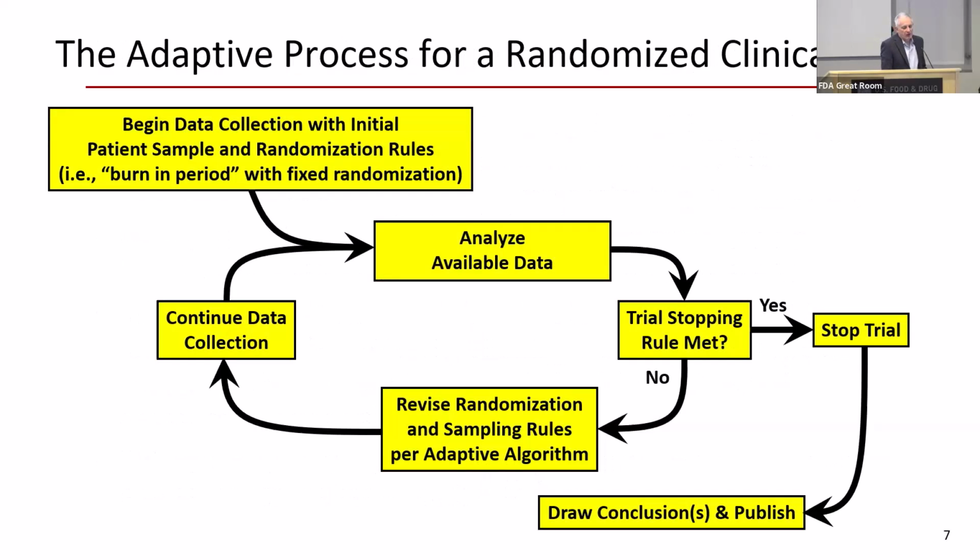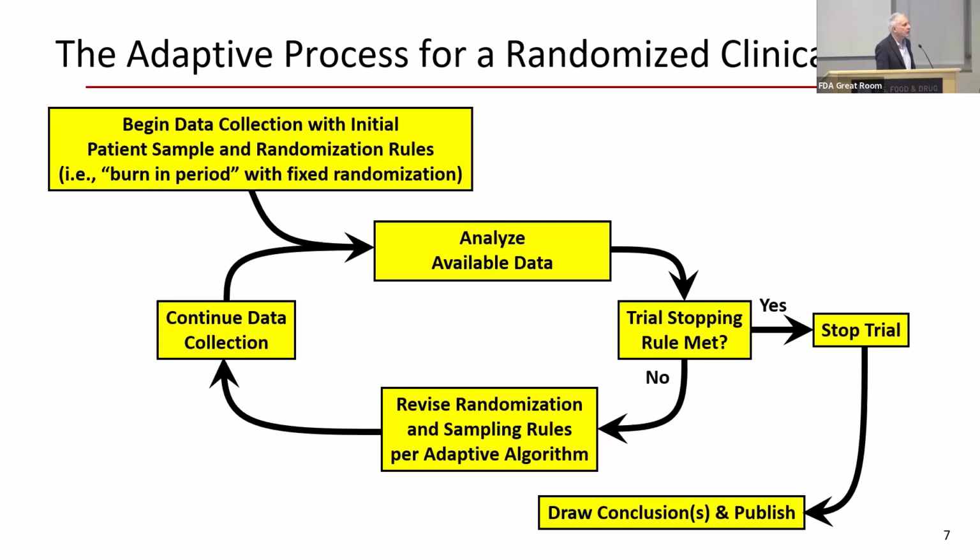So an adaptive trial can be put into this generic framework where in the upper left we begin with an initial set of sampling rules. So for example, we might start with a particular storage duration or a particular randomization ratio. We take a first look at the data and analyze the data, ask if there's a good reason to stop the trial, and if not, we may revise randomization, sampling, or other rules in response to the partial accumulated information at the time of that interim analysis.